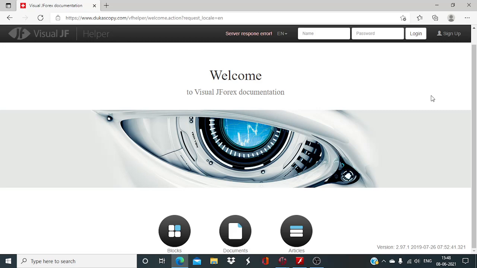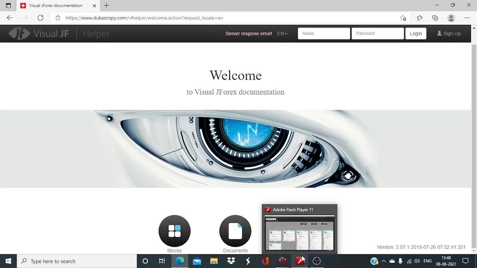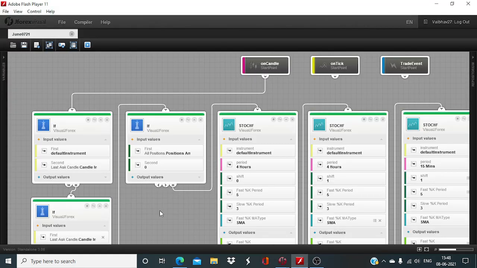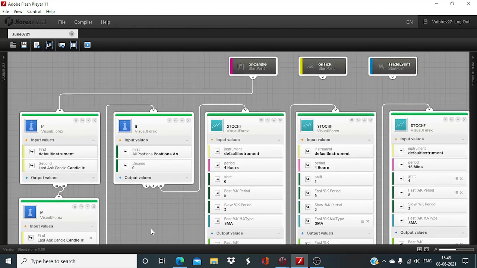In today's session of Visual JForex, we will be continuing our work using the indicator stochastic fast. In this session, I will be trying to explain to you how we can design and develop the algorithm using this indicator. And in today's part, the focus is going to be on completing the buy side of the equation. So we will see how to design and define the algorithm using this Visual JForex board, which has been developed by the Dukascopy Bank SA.